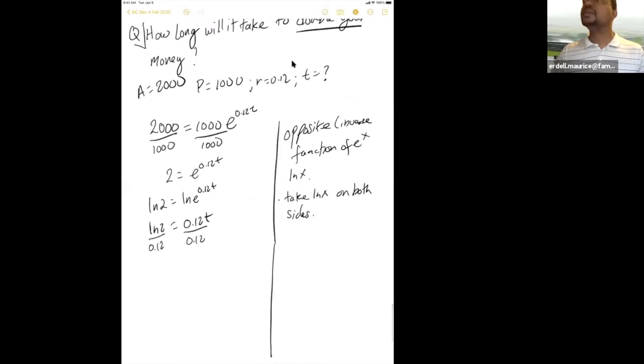And in so doing, I will get that t equals, again, you have to work this out on your handy dandy calculator, but t will be approximately 5.788. And so what that means right here is that it takes approximately 6 years to double your money if you're investing at 12%.